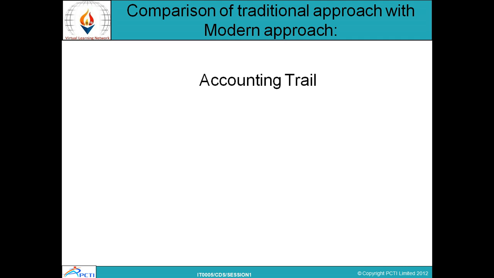And as I discussed, if I have to compare the traditional approach with the modern approach, in the traditional approach we talk about real, personal and nominal. The same thing in the modern approach is the assets account, revenue and the expenses account. Correct? Any problem?